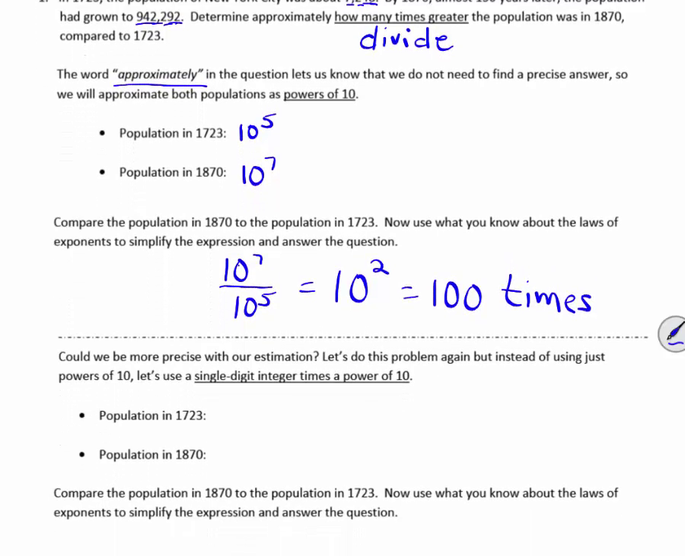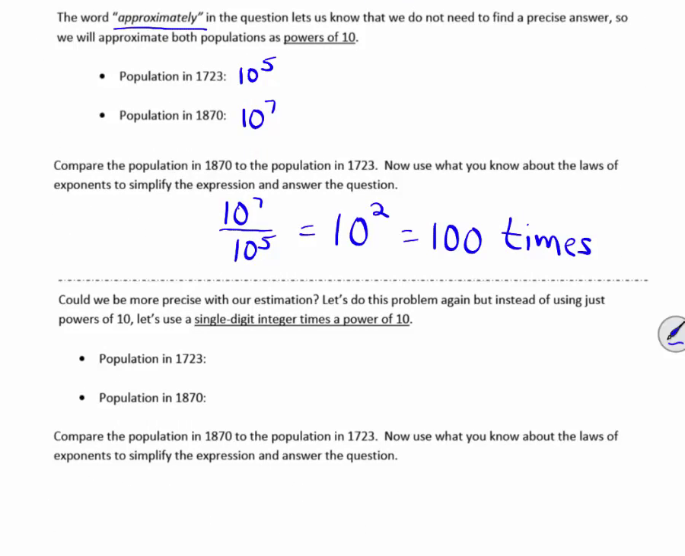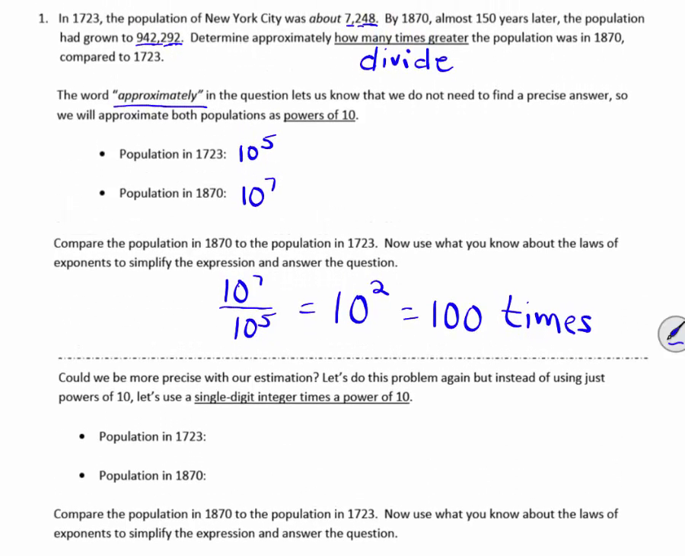All right, now we're going to try to be a little bit more precise with our estimation. Let's do the problem again, but instead of just using powers of 10, let's use a single digit times a power of 10. So we have to go back and look at those populations. So 7,248 is really 7 times 10 to the 3rd power. And the population in 1870 is really 9 times 10 to the 5th power. I hope I counted correctly.